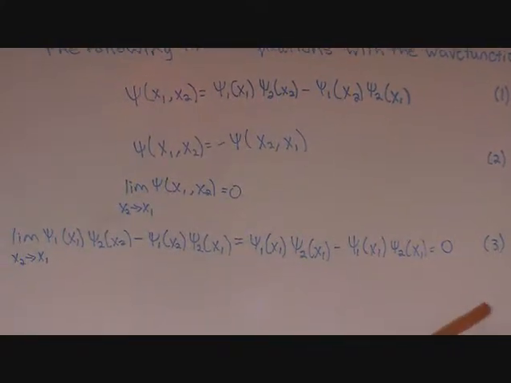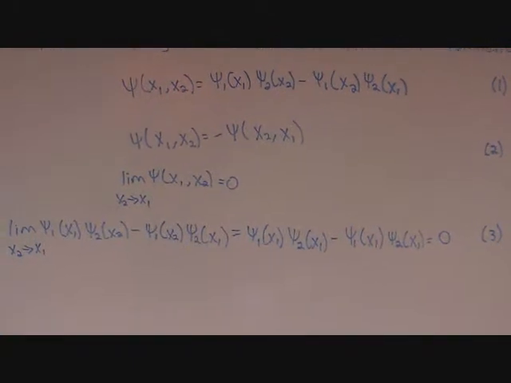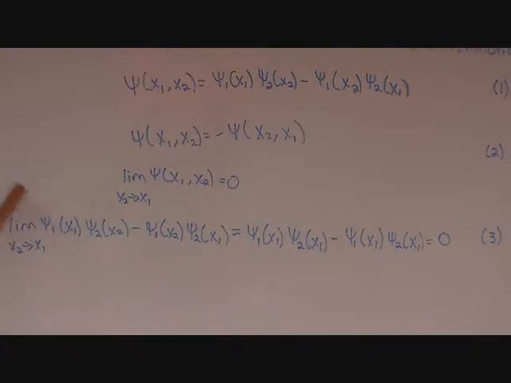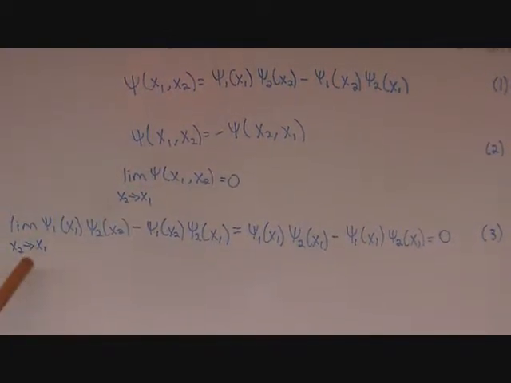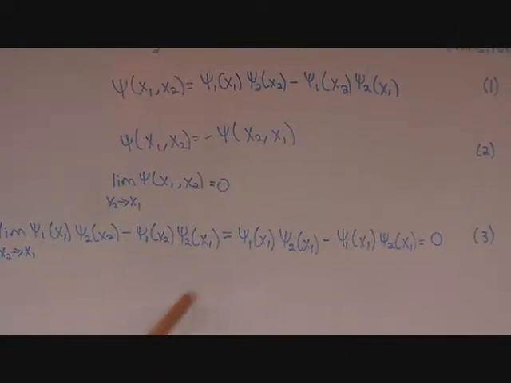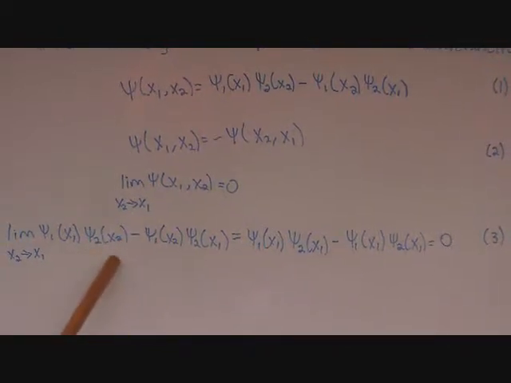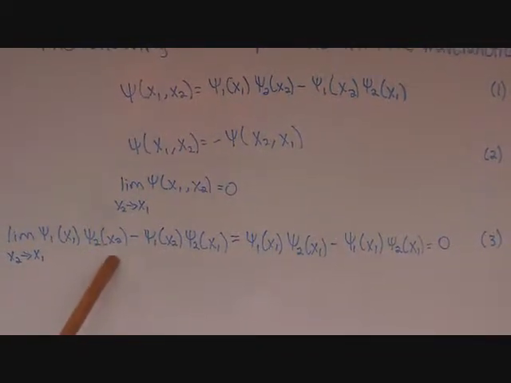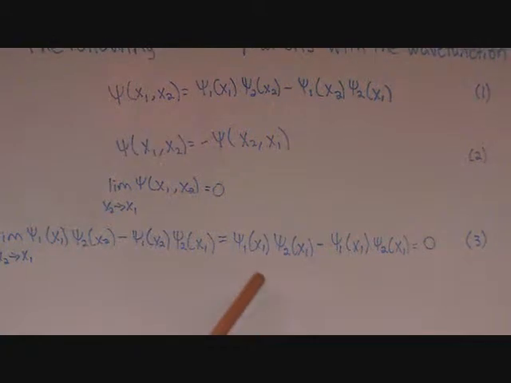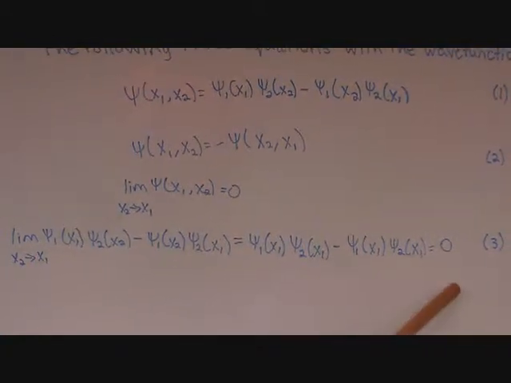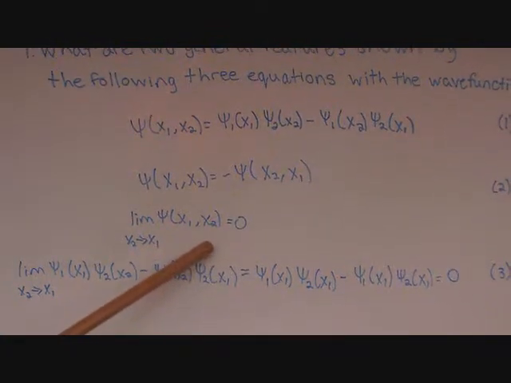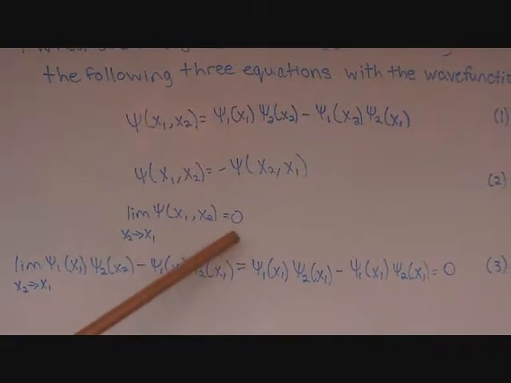The proof of that is shown here in equation 3. The limit of our function as x2 approaches x1 is shown by this equation. In order to evaluate that, you plug in x1 in all of the x2 positions. So here we have an x2, then we have an x1, here x2, there an x1. These expressions are equivalent and therefore equal 0. Therefore the limit of our function psi of x1, x2 as x2 approaches x1 equals 0.